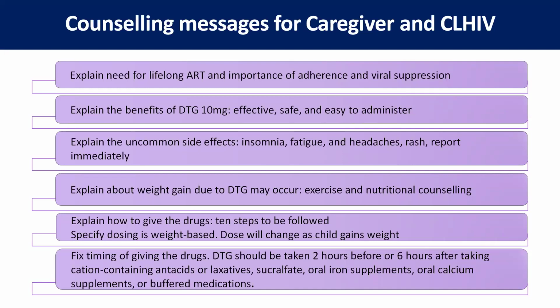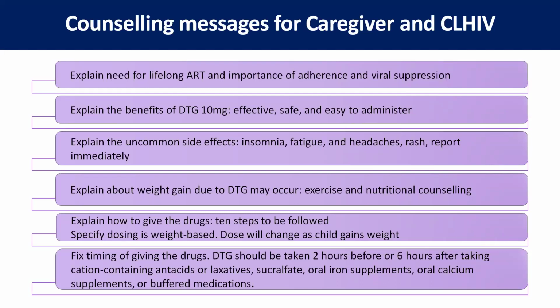Fix a time for giving the drug. It is a once daily dose, so it shouldn't be that one day he takes it in the morning, the next day in the afternoon, the third day in the evening. No, the timing must be fixed. Though it is once in 24 hours, the timing should be fixed according to the convenience of the child. If he is going to play school, secondary school, any tuition, any activities, you have to take care of that. So take a thorough history and ask the caregivers to fix the timing accordingly.